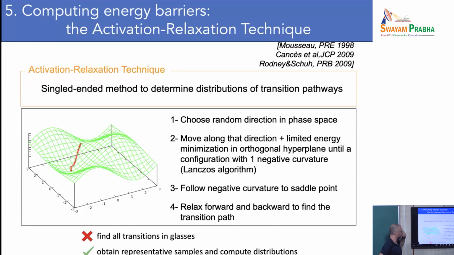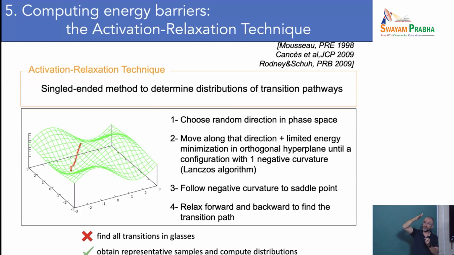So this is just going to be the philosophy. I'm not going to go into the details of the algorithm, but the idea is that starting from this configuration, you pick a direction at random in configuration space. Basically you pick a random displacement for the atoms in the simulation cell. Then you move the configuration along that vector, so you displace all the atoms. And if you do that, the energy is going to go up quite rapidly.